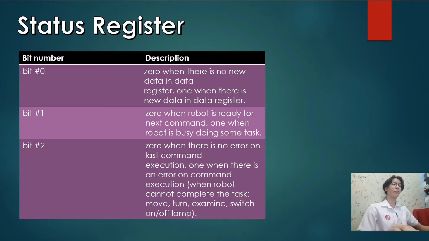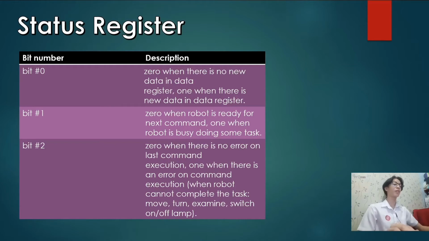The description of bit number 1 is to indicate 0 when the robot is ready for the next command and 1 when the robot is busy doing some task. Bit number 2 indicates 0 when there is no error on the last command execution and 1 when there is an error on command execution.